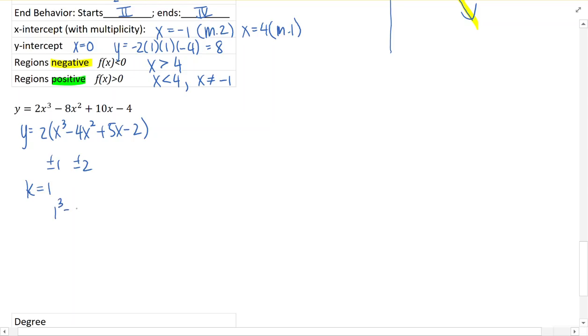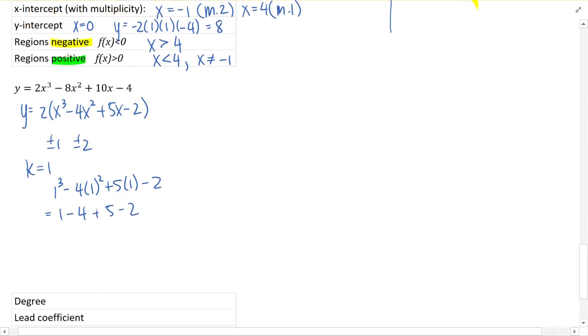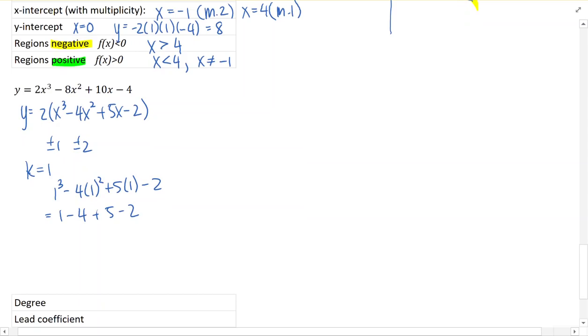So 1 to the 3 minus 4 times 1 squared plus 5 times 1 minus 2. That gives us 1 minus 4 plus 5 minus 2. So in this particular case, we have -6 plus 6, and this gives us 0. Yay! So what does that tell us? That tells us that x minus 1 is a factor. So now it's just a matter of finding out what the other factors are.